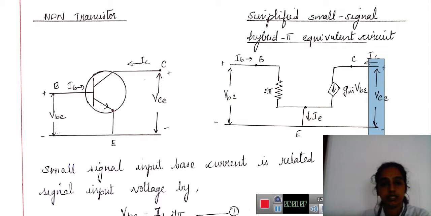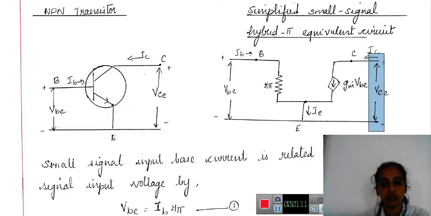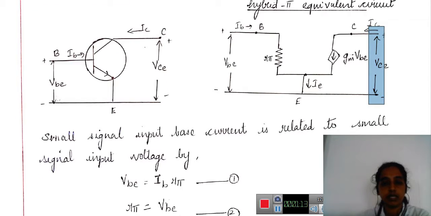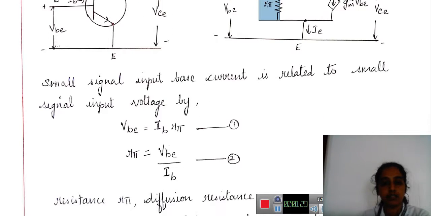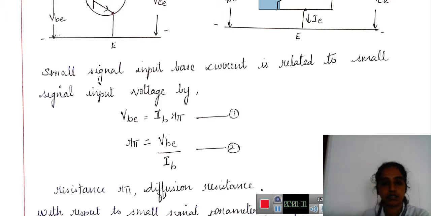The small signal input base current is related to the signal input voltage. So VBE, what is VBE? V is equal to I into R. So VBE is I into R. So here we have the base current into the resistance R pi. So what is R pi? So R pi is known as diffusion resistance. R pi is equal to VBE by IB.